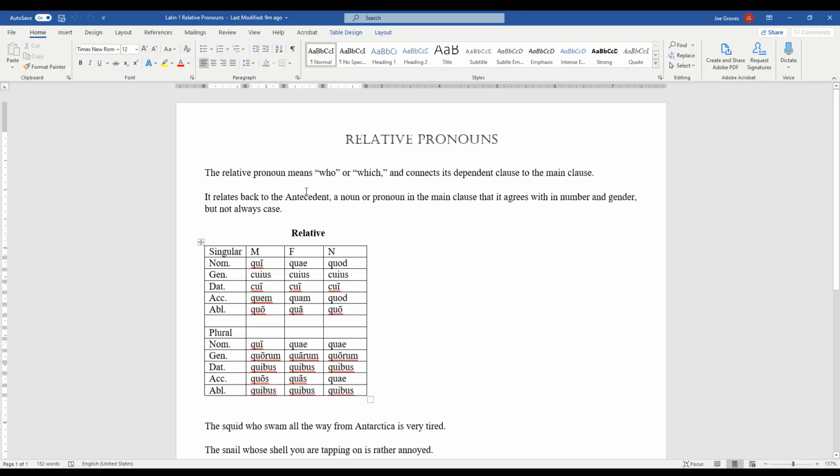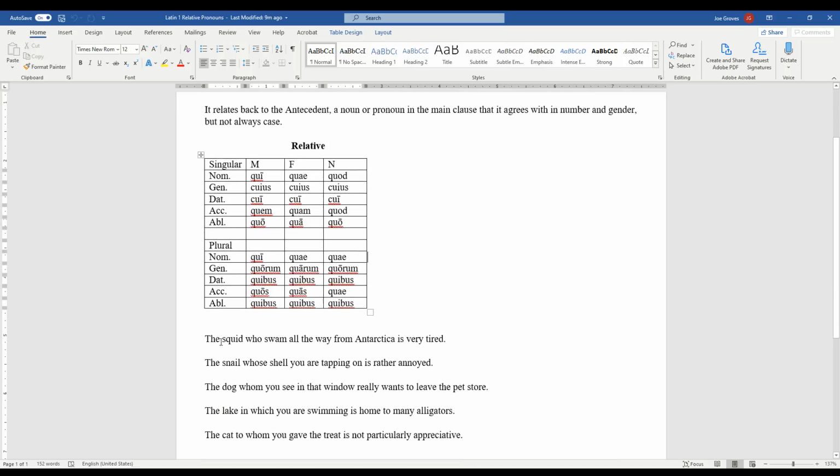So it links these two things together, and because they're talking about the same thing, they've got to match in gender, they've got to be the same number. That's not really going to change, but they don't always agree in case. So as we get more complicated sentences, we're going to start to see places where they're going to be different. Because in this example, where the beetle is going up the window, well, he's the subject in both. The beetle is going up the window and is getting rather tired. But in some of these others, it doesn't have to be like that. So this first one, as far as these examples down here, the squid who swam all the way from Antarctica is very tired. Well, this is kind of like our beetle example.